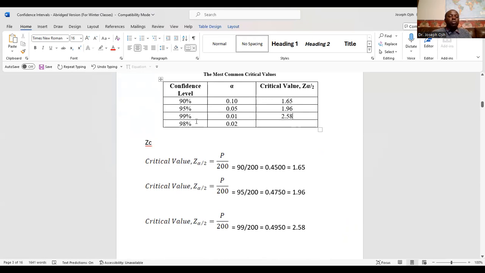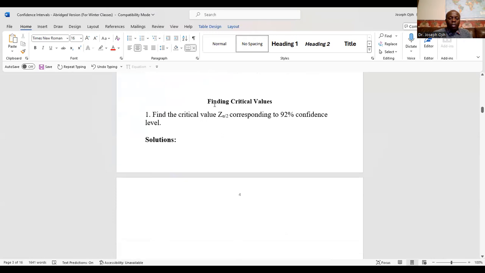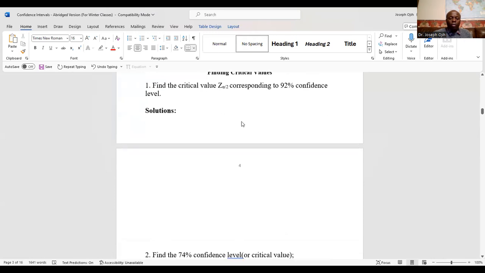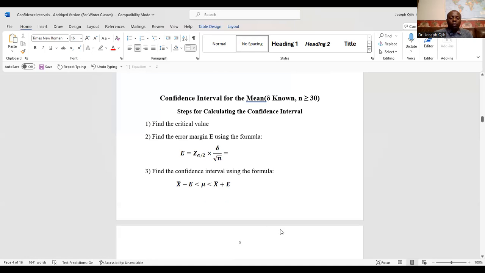So I will leave you to do, you can do this for 98%. You can find the critical value for the confidence level 98% as practice by yourself. Let's move on to the next step. Since this is about finding critical value, I'm not going to waste your time here. We just did it. Now let's look at how to compute the confidence interval.